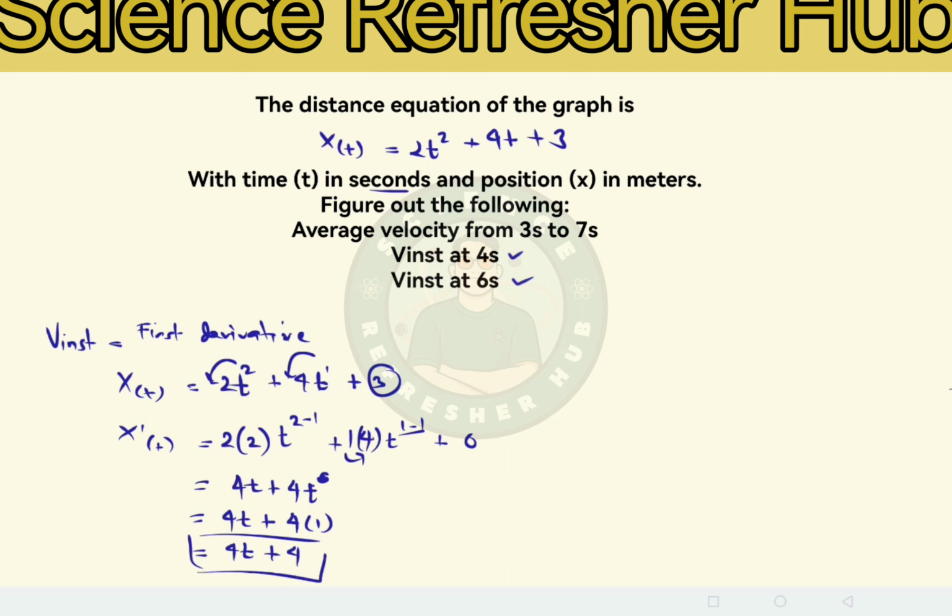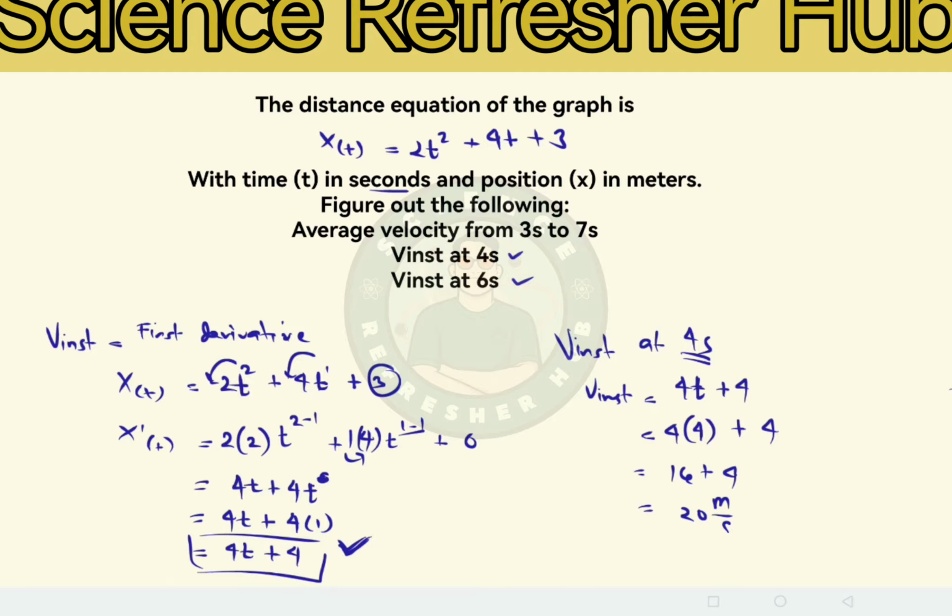Now we can get the v-ins at 4 seconds. We will be now using our first derivative here. Do not forget. So our v-ins is equal to 4t plus 4, and substitute 4 for our t variable. So you will have 4 times 4, 16, plus 4, then you will have 20, with the unit of velocity, meters per second. This is the velocity at 4 seconds.